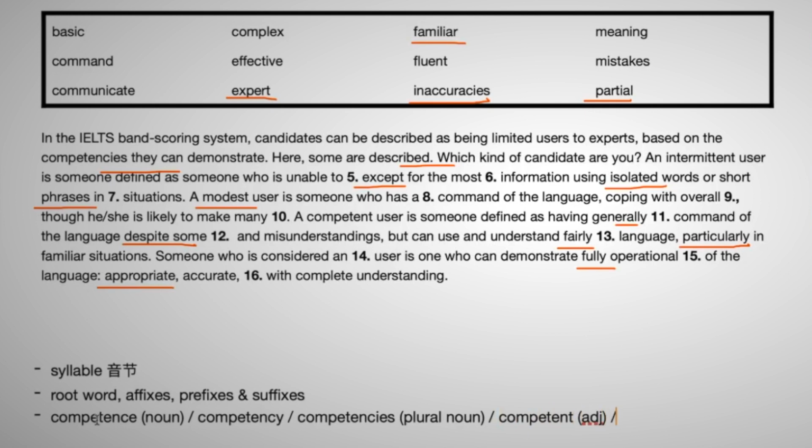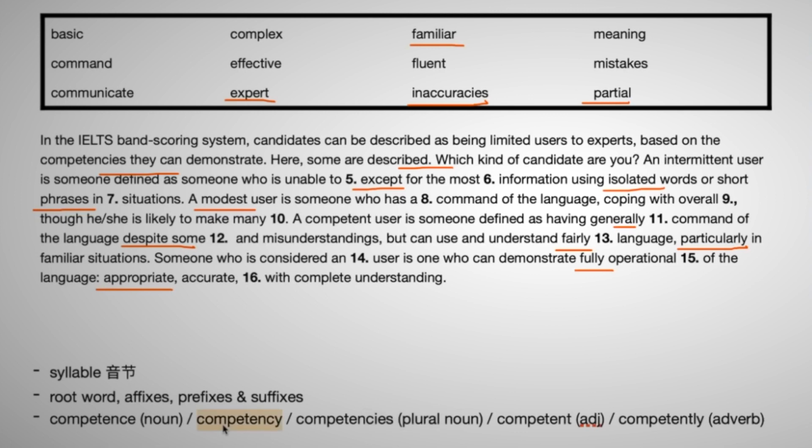And competently is an adverb. So when you see this thing here, you should recognize that this is a derivative form of competence. It's the plural noun. Well, competence is the noun that we use to describe somebody who can do the task. Somebody who can do the task, right?